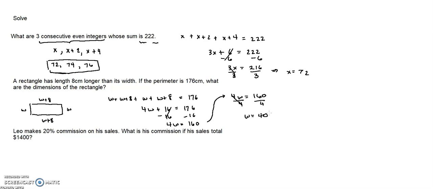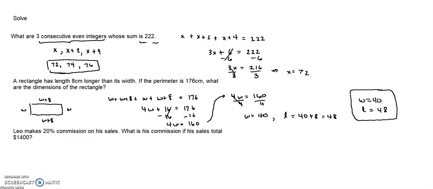Okay, so the width is 40. So what is the length? Well, remember the length is the width plus 8. So it's going to be 40 plus 8 is 48. Okay, so the width is 40 and the length is 48. Okay, and then you can always check that by plugging it back in, 40, 48, 40, 48, add that up, and it should be equal to 176.